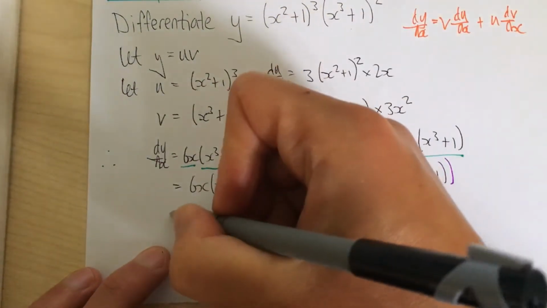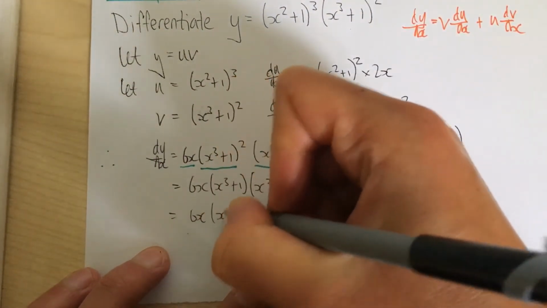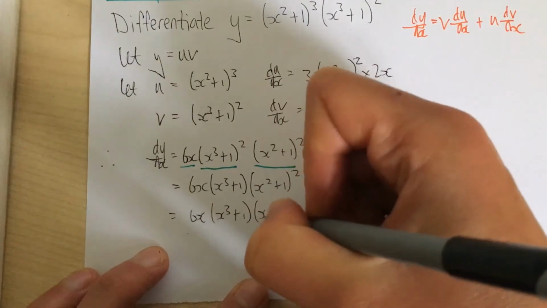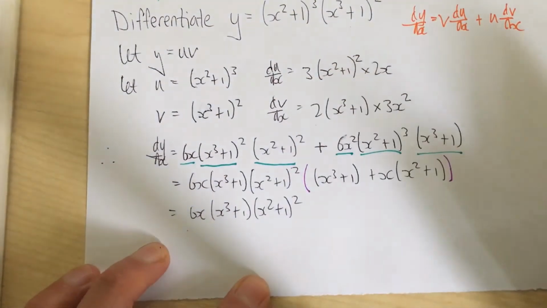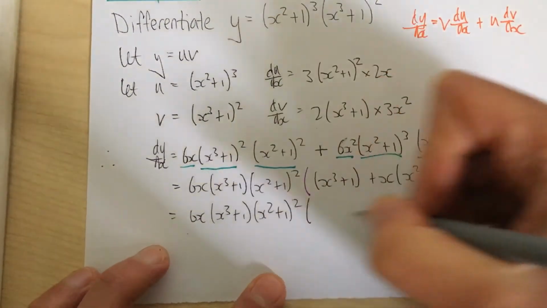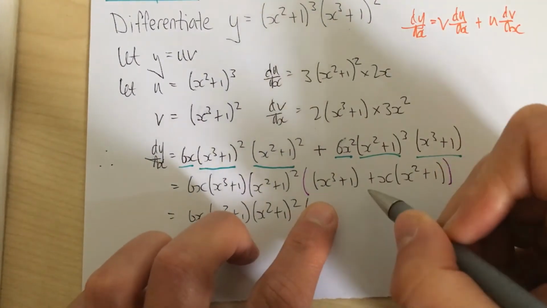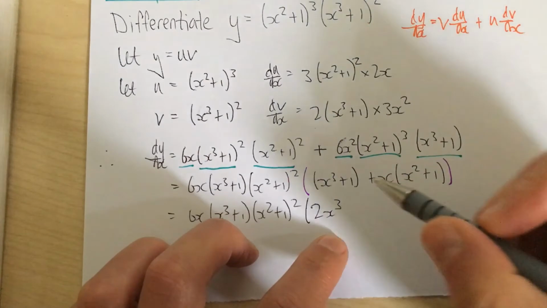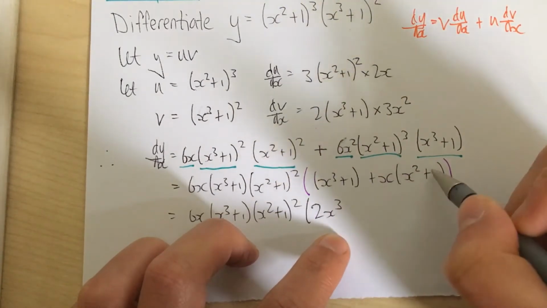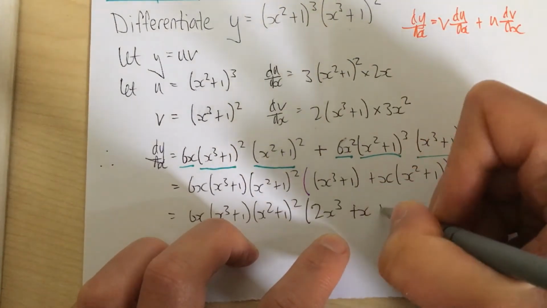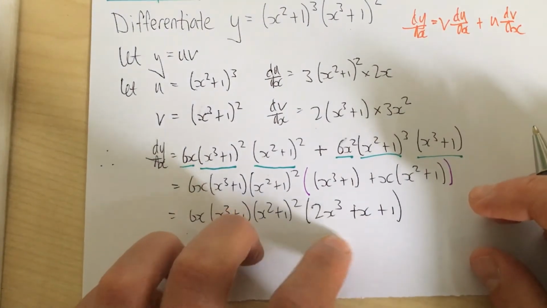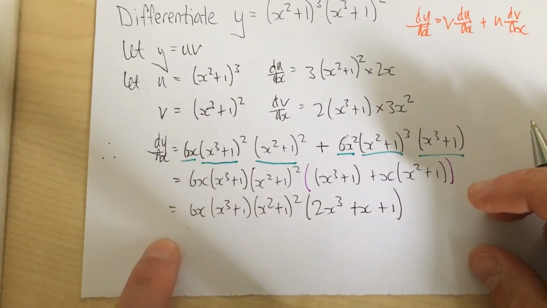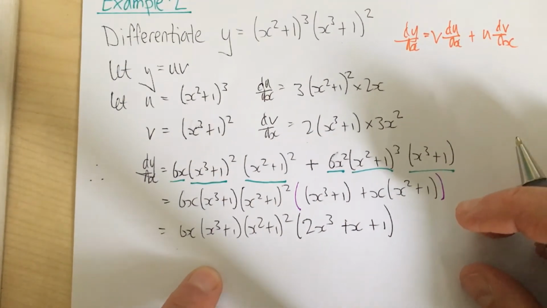Let's tidy this up. 6x, x cubed plus 1, x squared plus 1 all squared. And then in my purple brackets, I've got x cubed plus another x cubed, so that's going to give me 2x cubed. And then here I've got a plus x, and here I've got a plus 1. Now this bit doesn't factorise, so this is my final answer.